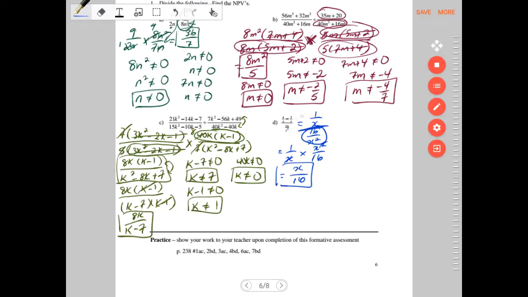Okay, for NPVs, I have x's on the numerator here, but they're on the denominator of the numerator, so I have to find the NPVs for that. So that's just easy, x can't be 0. And here I also have an x in the denominator, so x squared can't be 0. Square root both sides, again, I get x can't be 0. So that's the only NPV I have to worry about there.